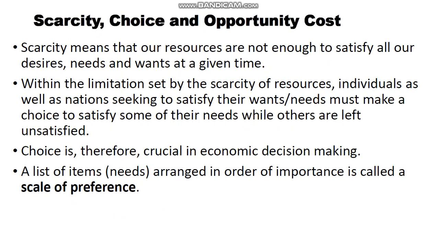Now let's come to the core of the course. As I said earlier, human society has limited resources. Meanwhile, we have numerous needs and wants. So, in an attempt to satisfy these numerous needs and wants, we cannot satisfy all of them at a go. We have to forego some in order to satisfy others.